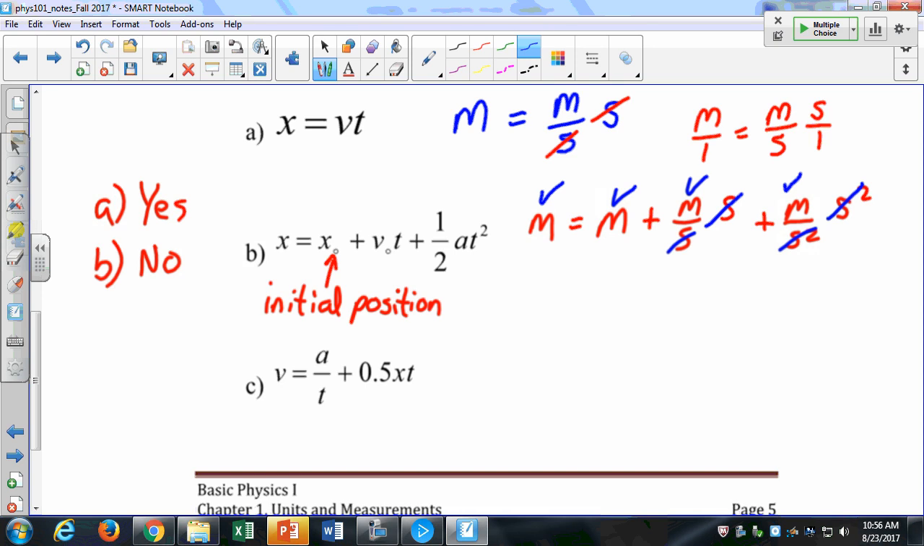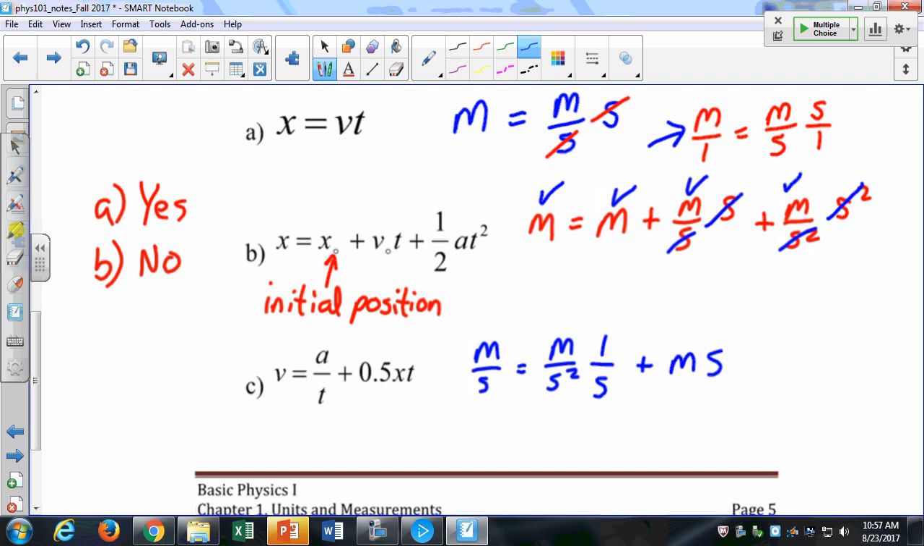All right, let me just sort of step in here. So V is meters per second. A is meters per second squared. Watch how I'm going to do this. This will help a lot of you because I know some of you don't have very good algebra skills. I'm going to write 1 over T as 1 over seconds. Kind of like I did up here, but now I'm doing it down here. And then I have the 0.5, no units at all, right? X is meters, T is seconds.